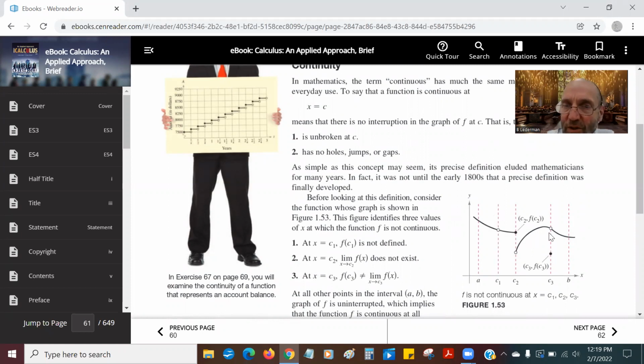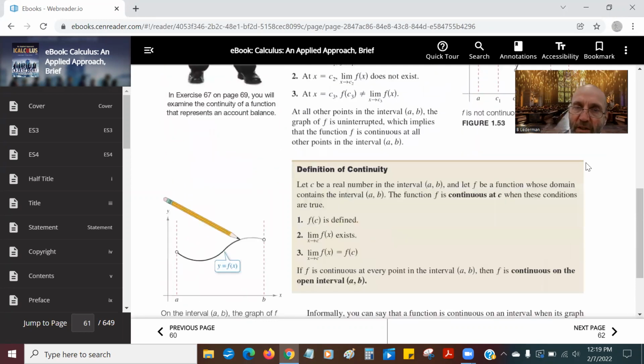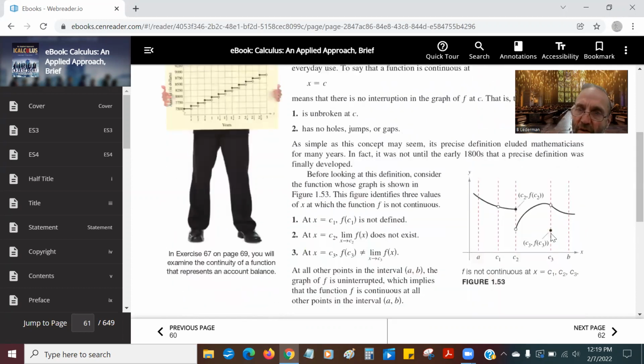So basically, continuous just means that you can trace along the curve without lifting your pencil off the paper. That's kind of what it means for us. And in order to be continuous, the function has to be defined at that point, the limit has to exist, and the function value has to equal the limit value. Meaning to say, over here, the function value exists, but it's not equal to the limit because the limit value is up here where the rest of the curve is. The function is down there, so it's not continuous.